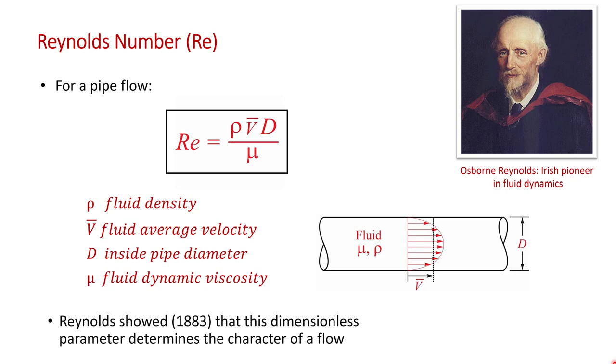It's a dimensionless parameter now named after Osborne Reynolds, an Irish engineer and possibly one of the most famous engineers of all time, certainly in the field of fluid dynamics. For flow in a pipe, the Reynolds number is rho v bar d upon mu, where rho is the fluid density, v bar is the average velocity in the pipe, which I've shown over here, d is the inside diameter of the pipe, and mu is the dynamic viscosity of the fluid. And Reynolds famously showed in an experiment in 1883 that this dimensionless parameter determines the character of the flow in the pipe.